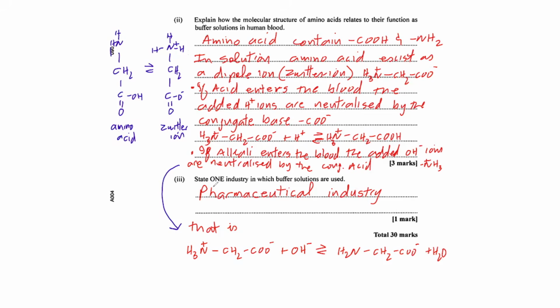Part 3. State one industry in which buffer solutions are used. And that is easy. That's our pharmaceutical industry. And we can think of things like eye drops, that when you put that in your eyes, it maintains a balance or a constant pH so that there would be no change in pH to damage your eyes. The lotions you put on your skin, the diaper rash that baby has, you use a powder that will maintain a constant pH and prevent diaper rash. And so the pharmaceutical industry is the answer for this question.